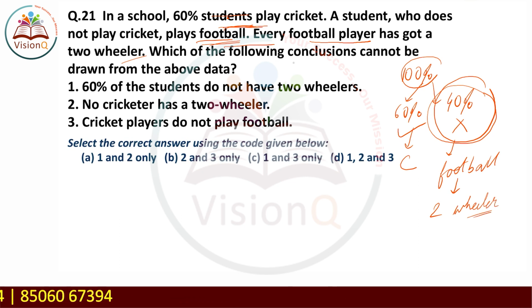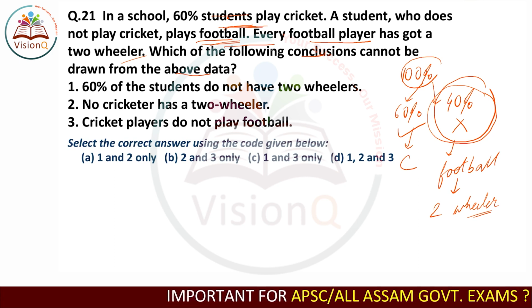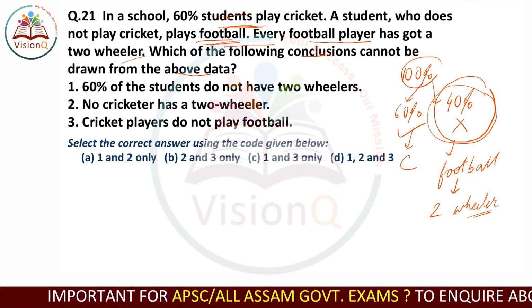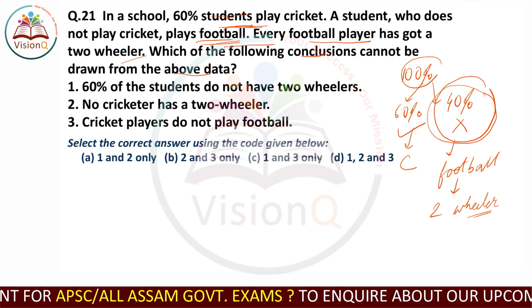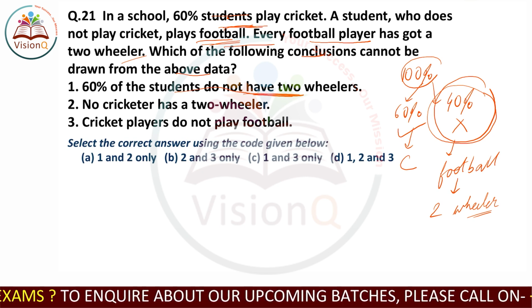Which of the following conclusions cannot be drawn from the above data? That means based on the given information, which conclusion cannot be drawn from the given information? First, it is given that 60% students do not have two-wheelers.